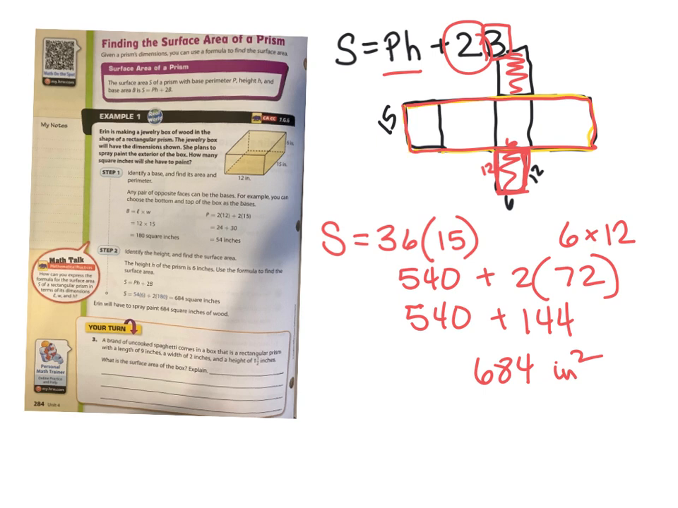So basically what this formula does is turns this big rectangle into a big rectangle rather than 4 separate ones, and then you just deal with your bases. That's the area of your bases. That's what this formula does for you.